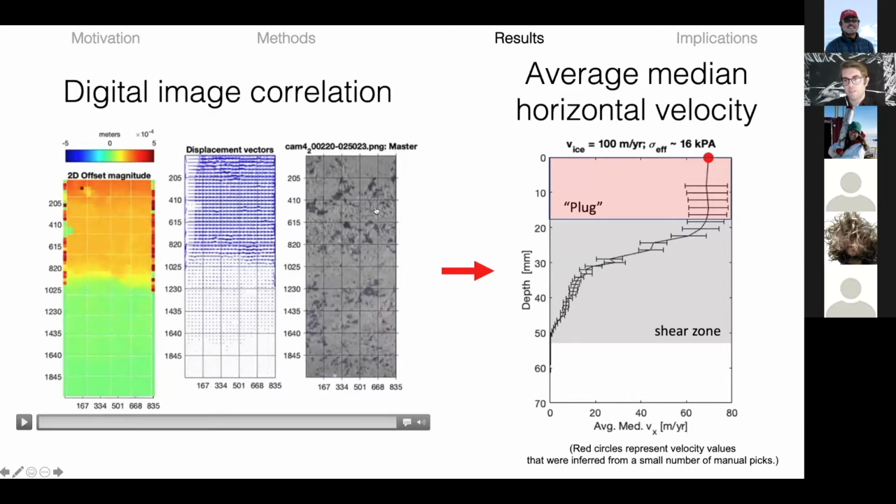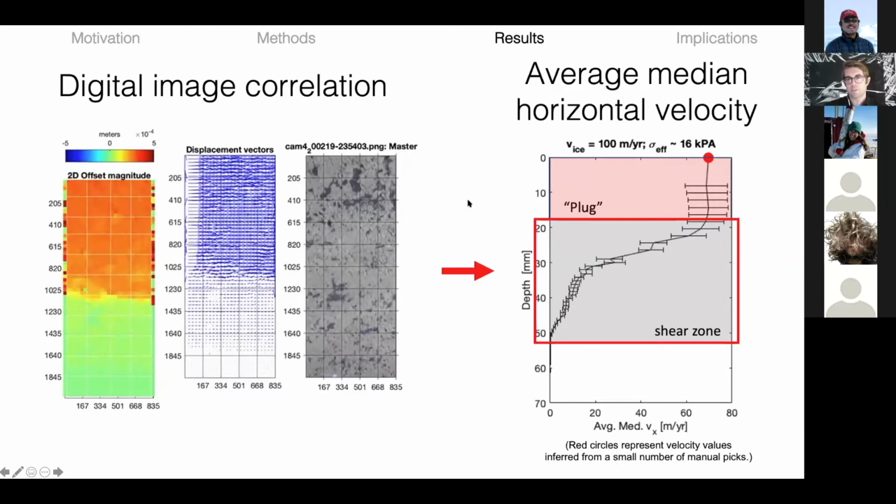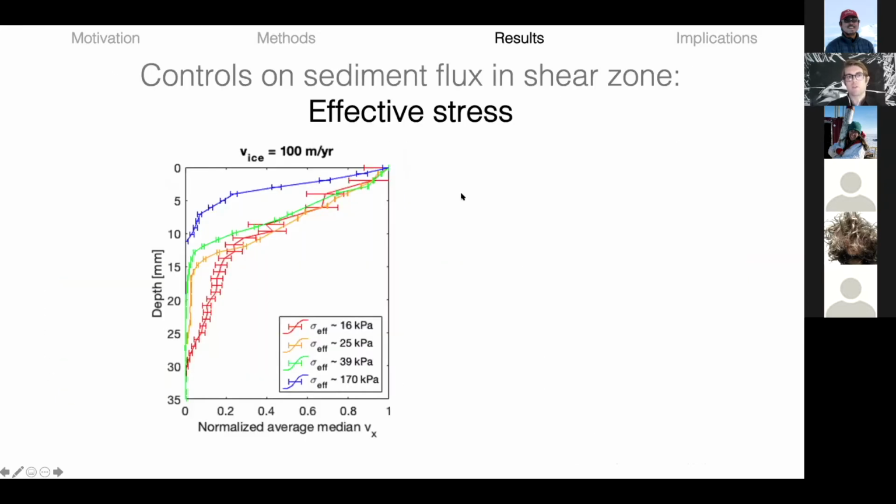In the next few slides, I'm going to be focusing on the shear zone, and then I'll move to my understanding of the plug. In order to analyze the effect of effective stress on sediment flux, we recorded the deformation at a number of stress states at a single sliding velocity. On the plot shown here, the y-axis is depth from the top of the shear zone, and the x-axis is the normalized median horizontal velocity. We normalize this because even though the sliding velocity is constant, the maximum velocity in the till is different between the different stress states, which indicates that the degree of coupling is changing between the different experiments.